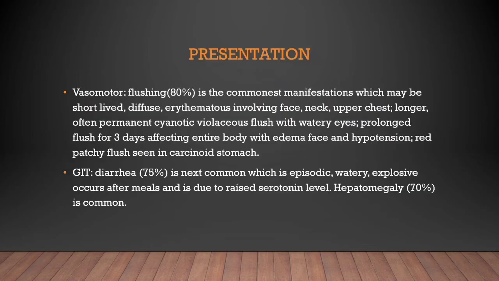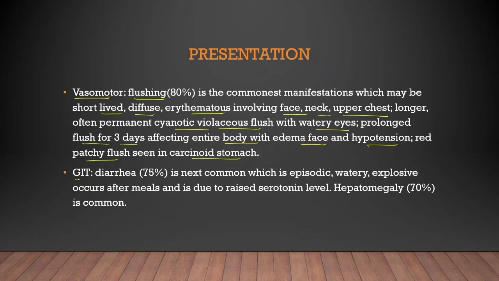Next is presentation. What are the vasomotor symptoms? Patient can present with flushing. It is the commonest manifestation, which may be short-lived, diffuse, erythematous, involving face, neck, upper chest. This flushing can be of longer duration with permanent cyanotic violaceous flush with watery eyes. There can be flush for 3 days affecting the entire body with edema of the face and hypotension. And we can see red patchy flush in the carcinoid stomach.